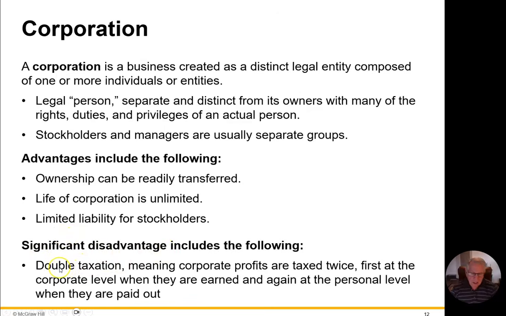Okay, significant disadvantages in a corporation. Double taxation. It means that the corporate profits are taxed twice. First, at the corporate level when they're earned, and we pay corporate taxes on them. And again, at the personal level when those profits are paid out in dividends, and you pay personal taxes on those dividends.